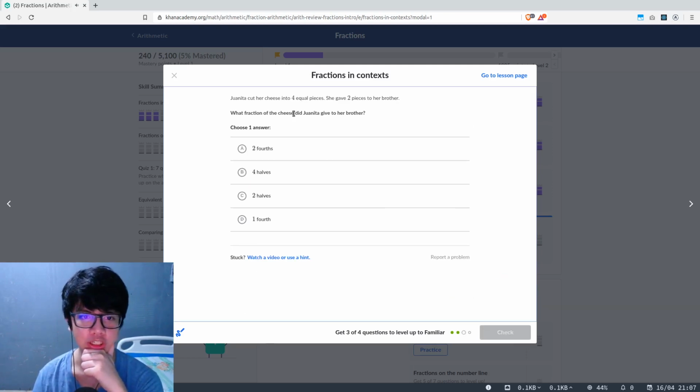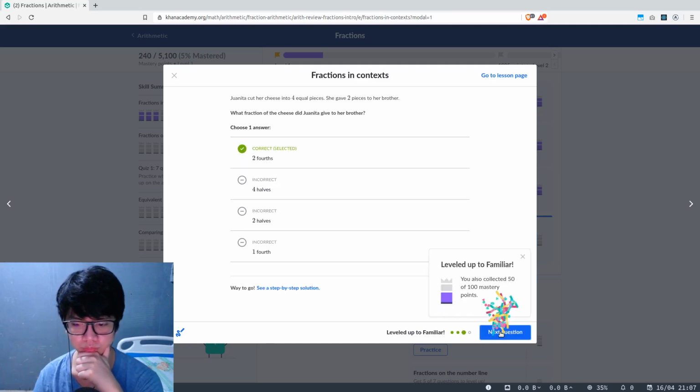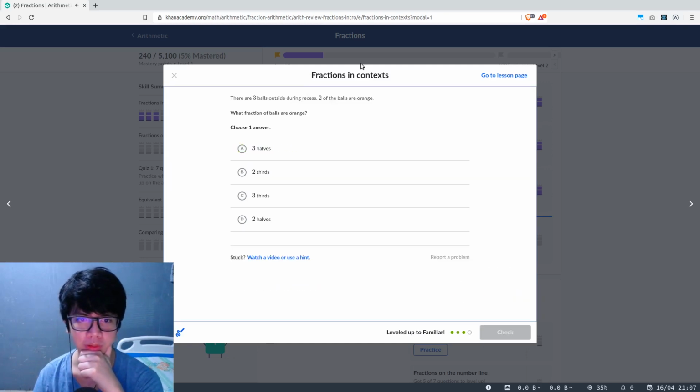Juanita cut her cheese into 4 equal pieces. She gave 2 pieces to her brother. What fraction did the brother take? It's going to be 2/4. There are 3 balls outside during recess. Two of the balls are orange. What fraction of the balls are orange? Here, 2/3.